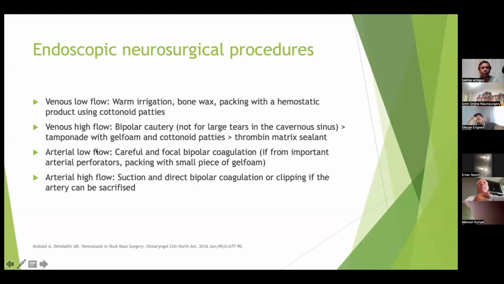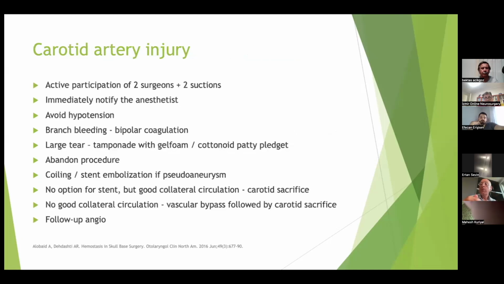Arterial flow: if it is a low flow, like a small branch of the sphenopalatine artery, then it requires careful and focal bipolar coagulation. And if it is from important arterial perforators like the superior hypophyseal artery perforator, then it is better not to apply bipolar coagulation directly. You can pack it with small pieces of gel foam and observe. Then if it is an arterial high flow like sphenopalatine artery bleeding, you can apply suction and direct bipolar coagulation, or sometimes even clipping of the artery if the artery can be sacrificed.